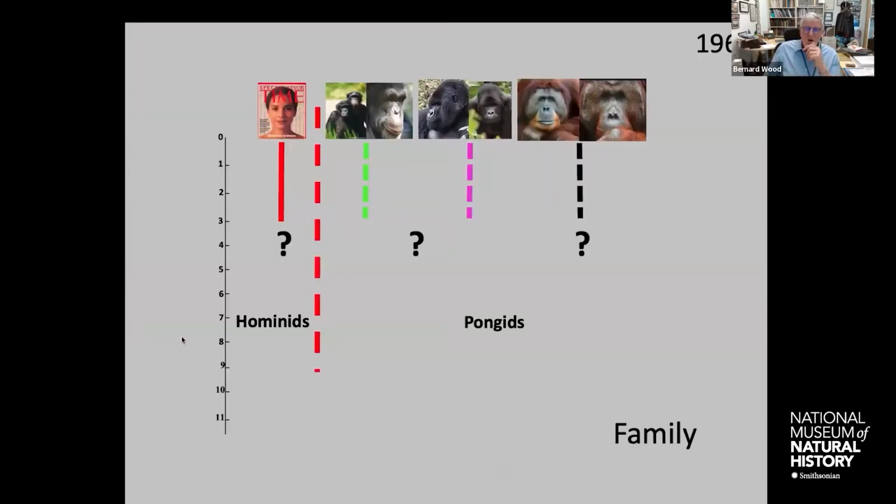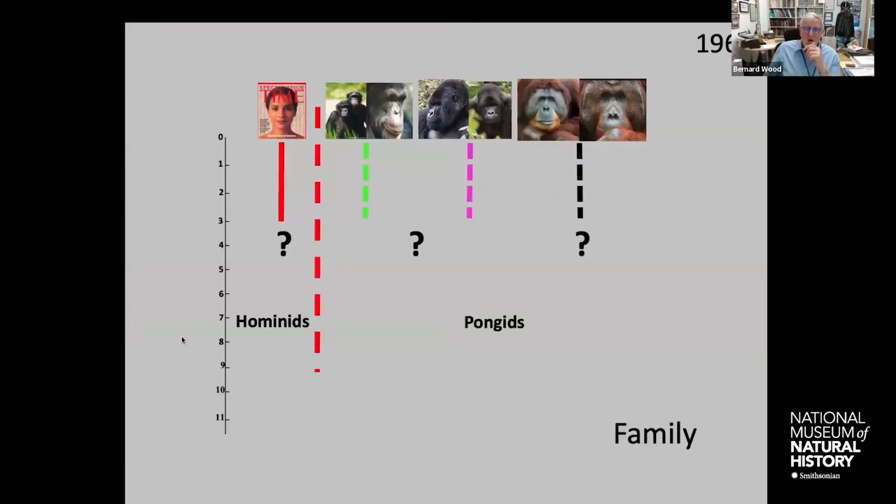Next slide. A chart labeled family has a vertical axis on the left that runs from 0 at the top to 11 at the bottom. Across the top there are photos, one of a Time magazine cover with a woman's face, and then 3 pairs of photos of different types of apes. There is a solid red line coming down from the Time magazine cover, ending in a question mark. Below that is the text, hominids. A dotted red line separates the magazine cover and hominids section from the right side of the chart, with all the apes. A dotted green line comes from the first ape photo pair, a dotted purple line from the second, and a dotted black line from the third. There is a question mark in between the green and purple lines, and another below the black line.